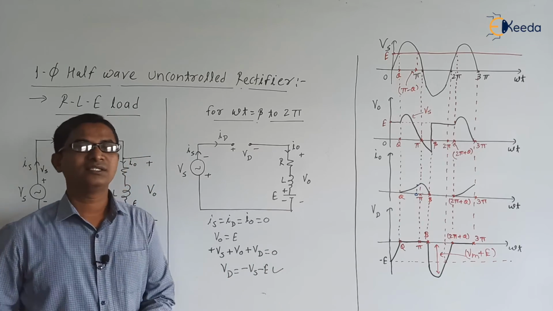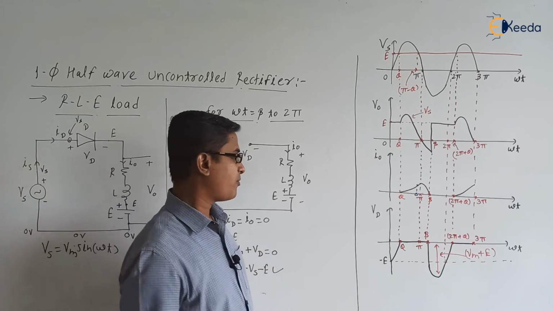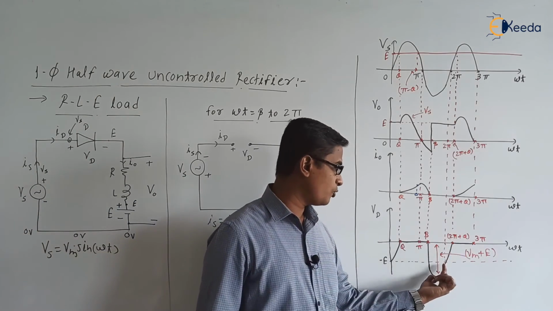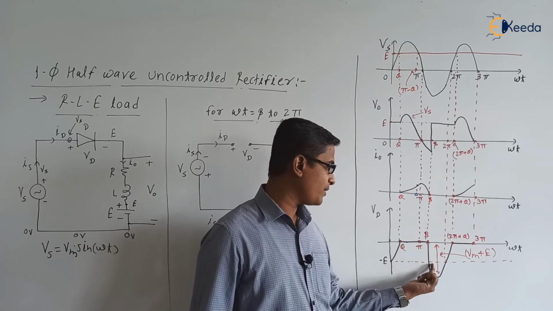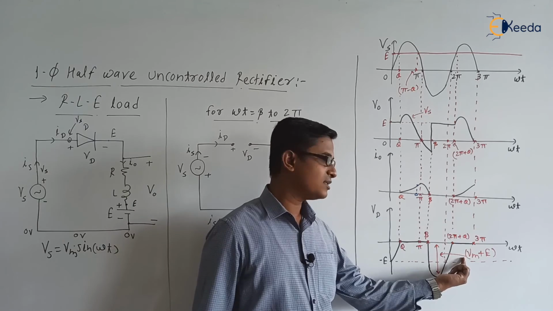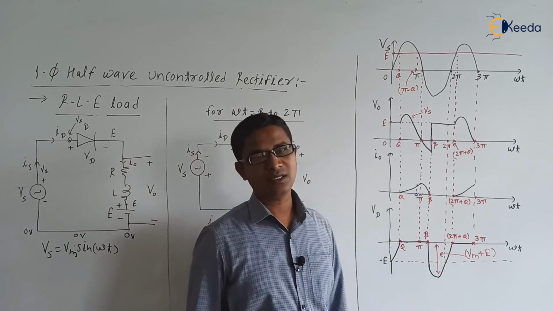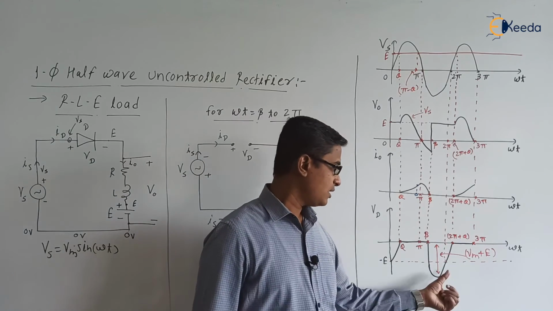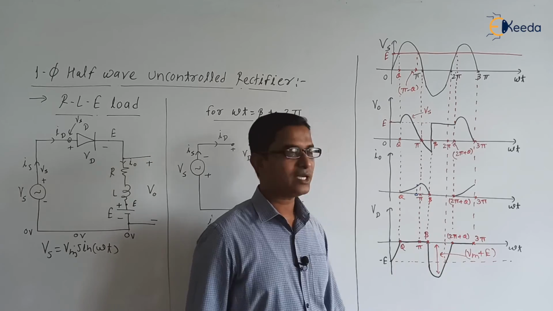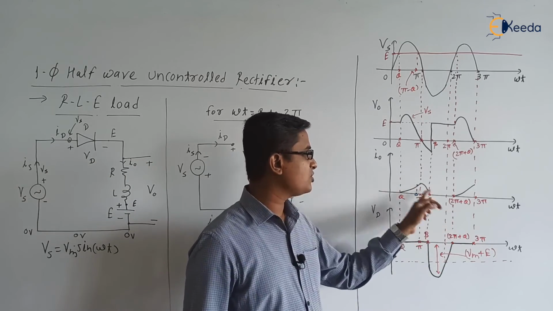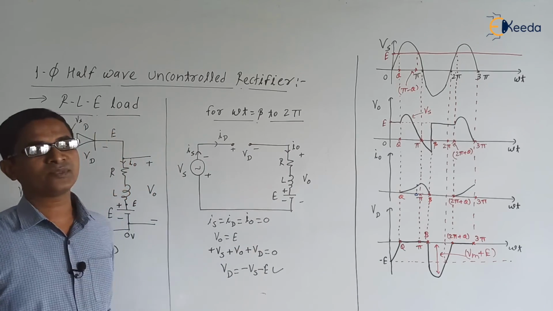So Vd is the addition of Vs and E. If you check from beta to 2 pi, Vd is equal to the addition of the EMF and the supply voltage. So what is the peak inverse voltage? It is Vm plus E. After this what will happen? After 2 pi the same pulse goes on repeating. Next, from beta to 2 pi I0 is 0, and V0 is equal to E. Are you getting the point?